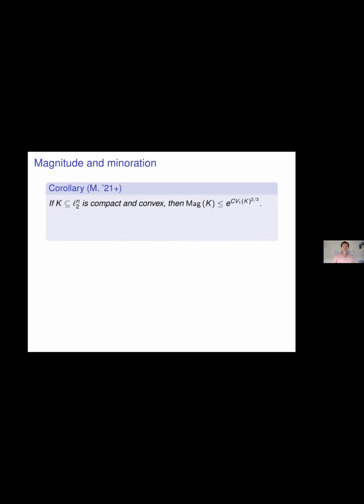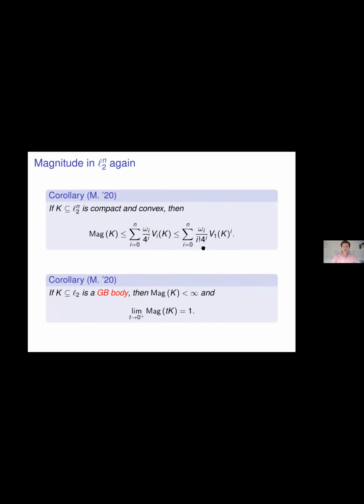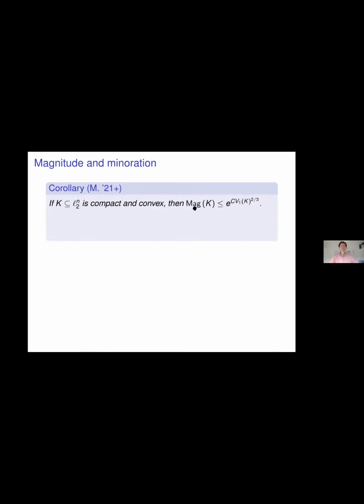Then finally, my abstract claimed that there would be a new proof of Sudakov minoration. And so we'll finally come back here. So this upper bound here, if you look at what the coefficients are, we can prove that the magnitude of a compact convex subset of L2n is bounded by this function of the first intrinsic volume: exponential of that intrinsic volume to the 2/3 power. And so if we just basically solve this for V1 and we use homogeneity to let ourselves have a little scaling freedom here, we get this lower bound on the first intrinsic volume.